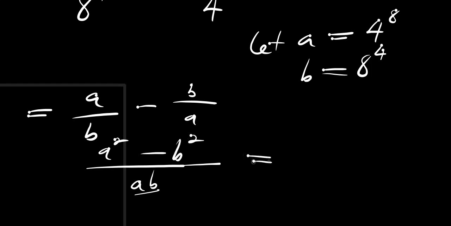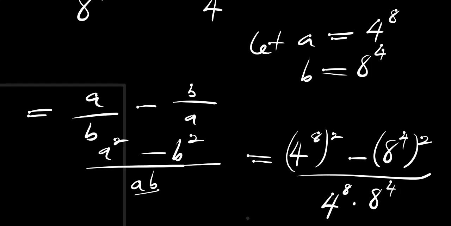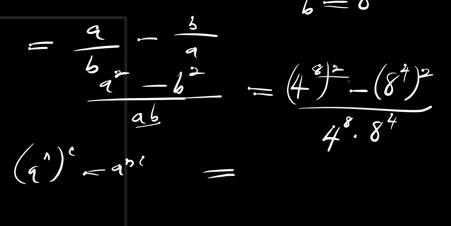So let's insert it back. That means we are going to have something like this: A squared, that is 4 power 8 or power 2, minus B squared, that is 8 power 4 or power 2, divided by AB, that is we have 4 power 8 times 8 power 4. So the next thing we're going to do is to apply this identity, a power n or power c will give us a power n times c. So we multiply 8 times 2 and 4 times 2. So this will give us 4 power 16 minus 8 power 8.